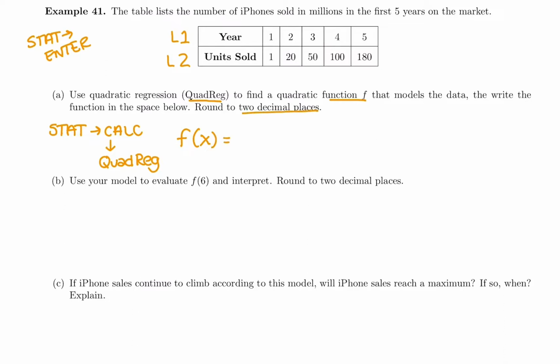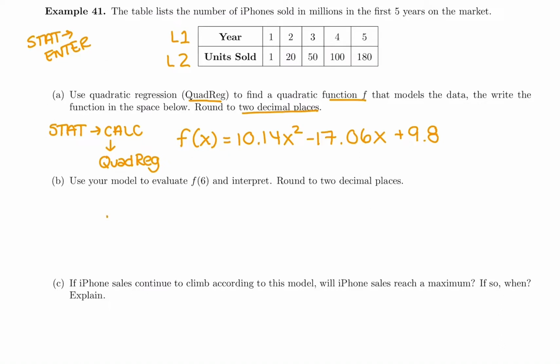So f of x is going to be, a is 10.14. There's my a, x squared. And then my b, it's normally plus b, but our b here is negative 17.06. I'd round that 5 up to a 6. X. And then our c is a plus 9.8 at the end.